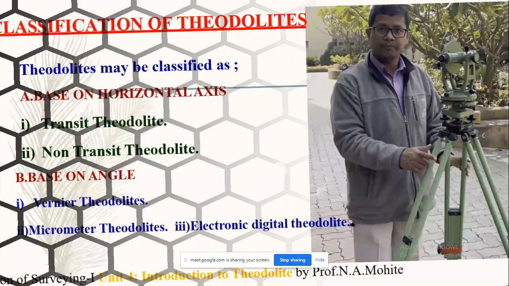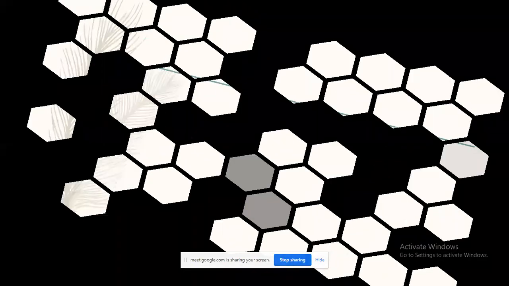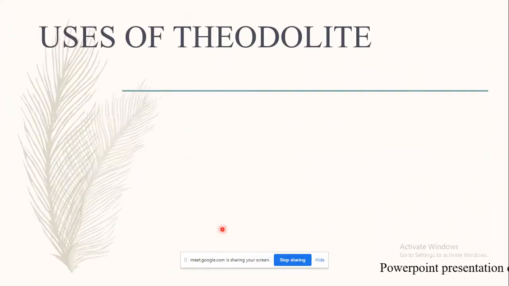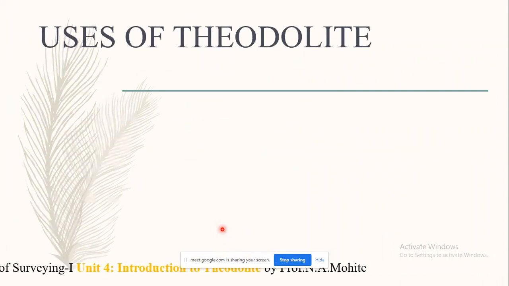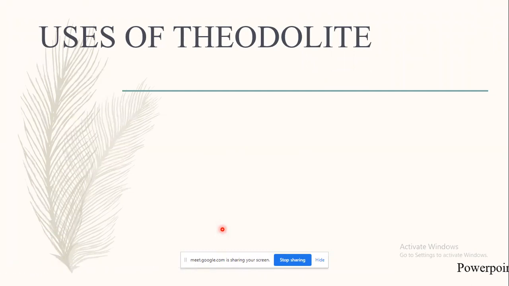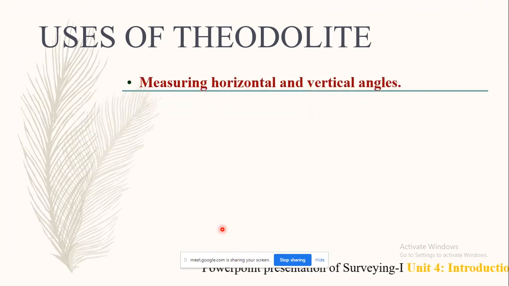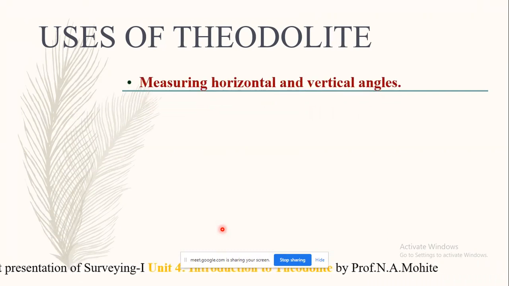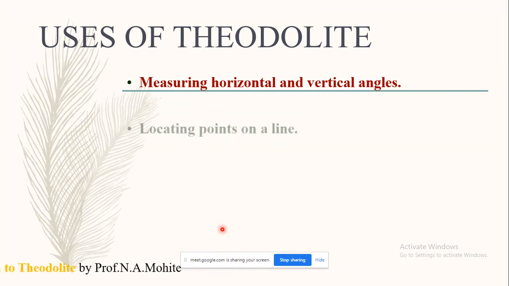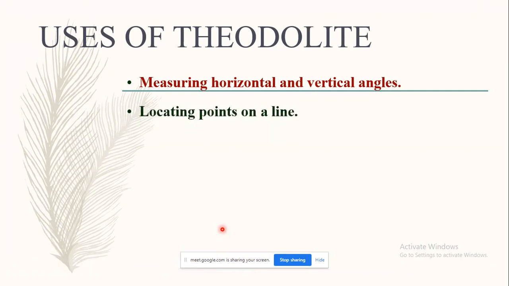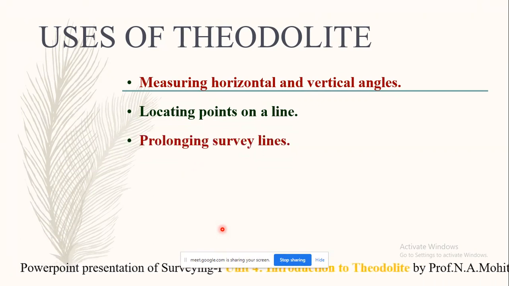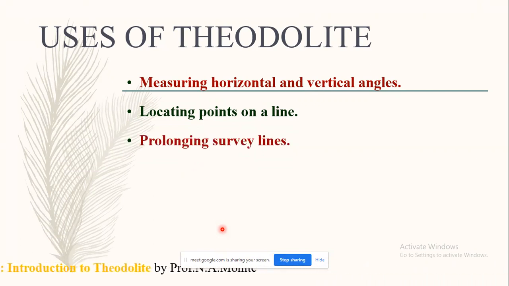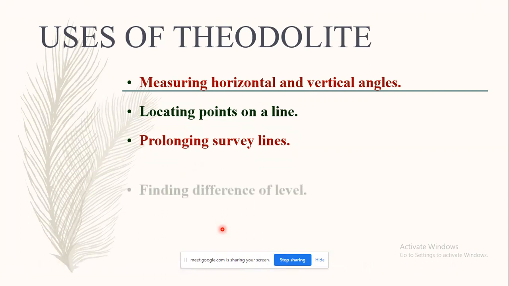Moving to the next point, what are the uses of the theodolite? As I was telling, it can be used in the horizontal and vertical planes, so we'll see them one by one. In order to measure horizontal and vertical angles, the theodolite can be used. To locate points on a line, that is prolonging a survey line, or extending a survey line, the theodolite can also be used.